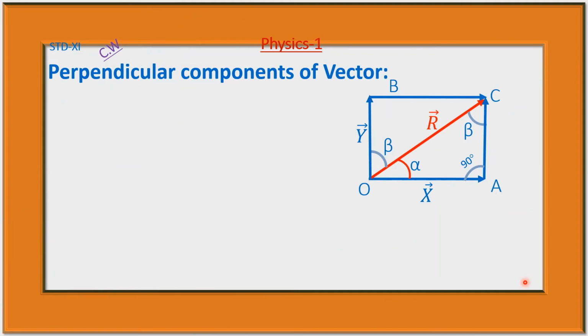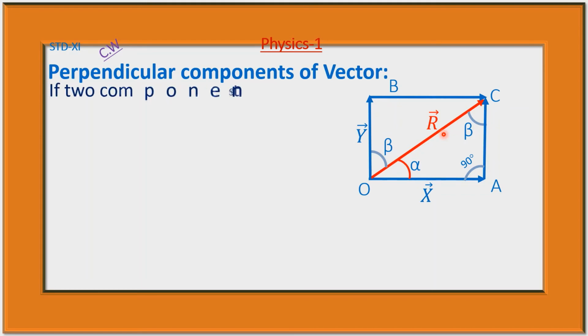Now perpendicular components of vector. Here the r vector is resolved into two parts. One part is x and another is y, and x is at an angle alpha and y is at an angle beta. If the two components of a vector are perpendicular to each other, then these two components are known as perpendicular components. Here x component and y component, the angle between them is a right angle, that is 90 degree. So x component and y component, these two components are perpendicular components of R.